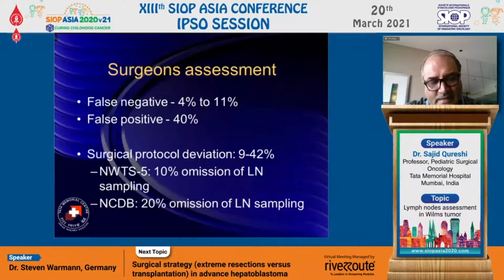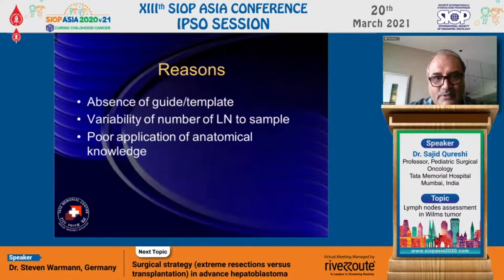And in fact, because of this, sampling of the lymph node is the biggest casualty, and it is one of the commonest surgical protocol violations, and that ranges from 9 to 42%. Even in a trial setting like NWTS5, omission of lymph node sampling was seen in 10% of the patients, and in the real world setting, in the National Cancer Database, the omission was in 20% of the patients. So this is a problem.